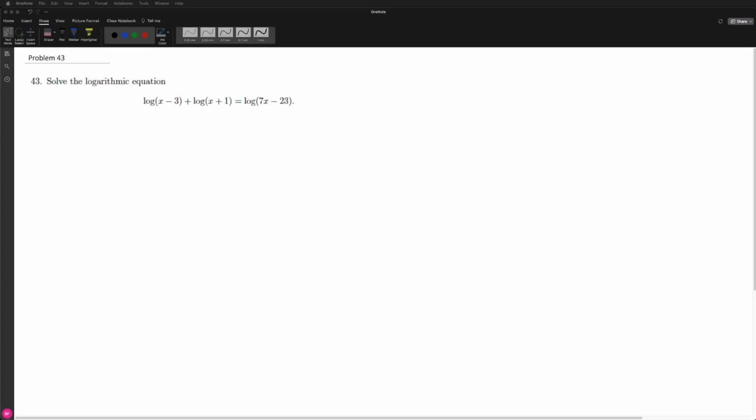Problem 43, solve the logarithmic equation. Logarithm of x minus 3 plus logarithm of x plus 1 equals logarithm of 7x minus 23. Well, the antidote of logarithm, and by the way, quick notation, log of something means you're taking the logarithm with respect to base 10.